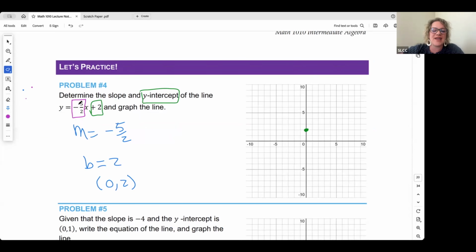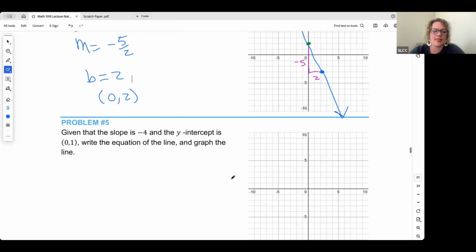Okay, I'm going to move down 5 and to the right 2. So down 5, 1, 2, 3, 4, 5, and to the right 2. Down 5, over 2. Okay, that is the slope. Then you find another ordered pair on your line, and then you can connect the dots and draw your line. And down 5 over 2, down 5 over 2, and you see that slope. It's consistent. Awesome.